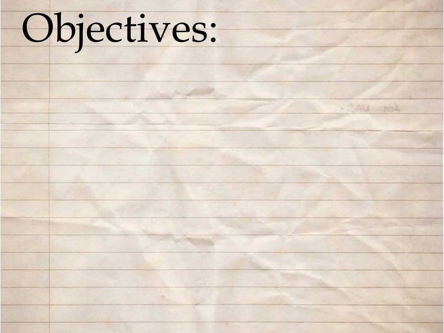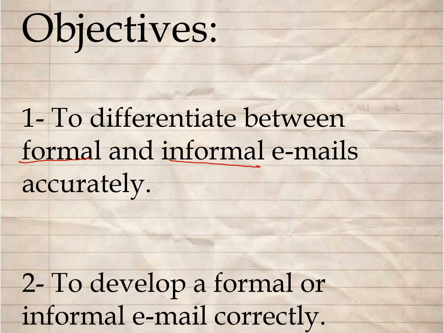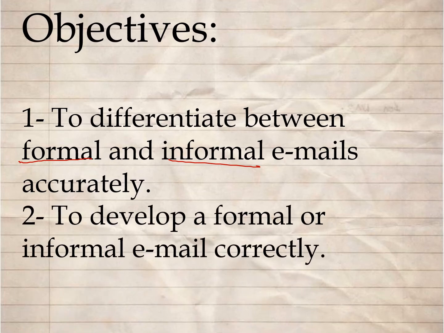Our main objectives in this lesson, actually we have two objectives. Number one, we need to differentiate between formal and informal emails accurately. We need to know what is the difference between formal and informal emails. This is the first objective. Then we need to write formal or informal emails through exercises I'm going to give you.